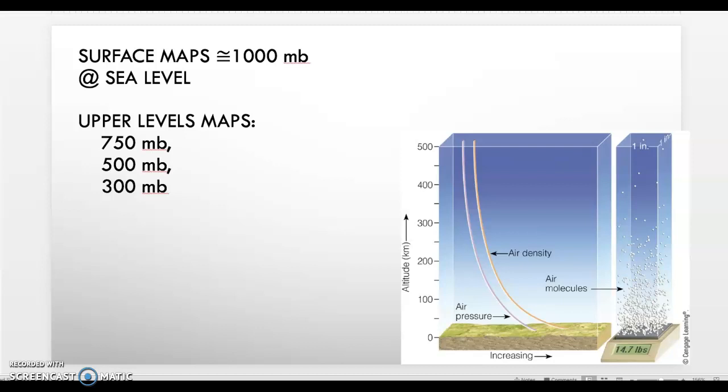Hello everyone, this is chapter 6 and our fourth video of this series. This one is on upper level charts, as opposed to surface level charts. Surface level charts are at sea level at approximately 1,000 millibars, but upper level charts can be 750 millibar charts, 500 millibar charts, 300 millibar charts. Let's go over a little bit about the altitude of these charts in relationship to what we already know.